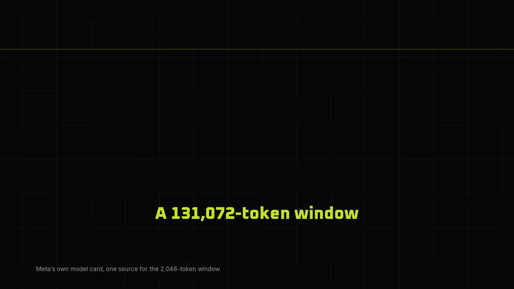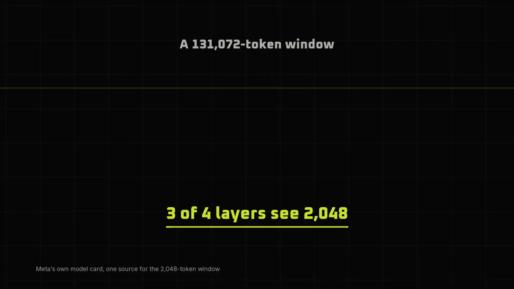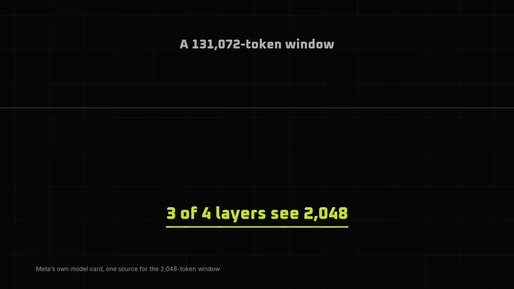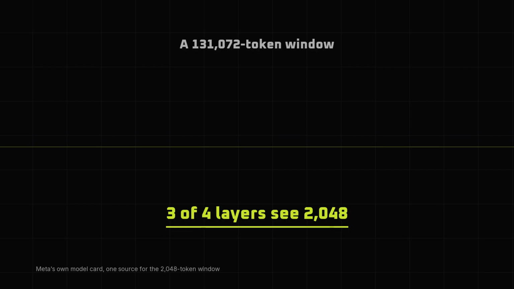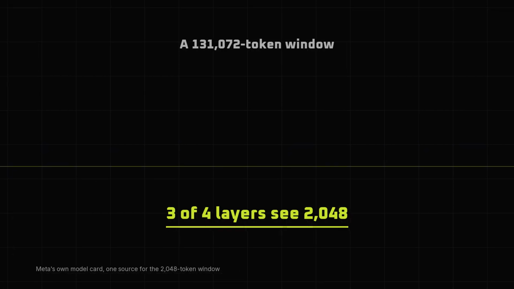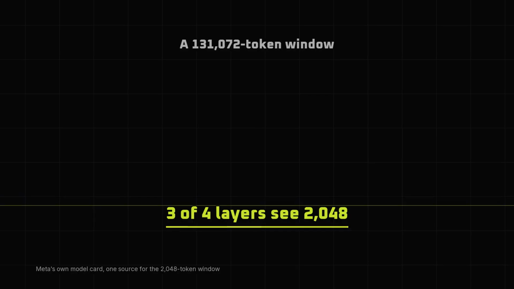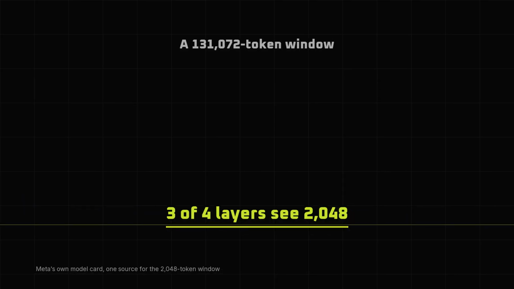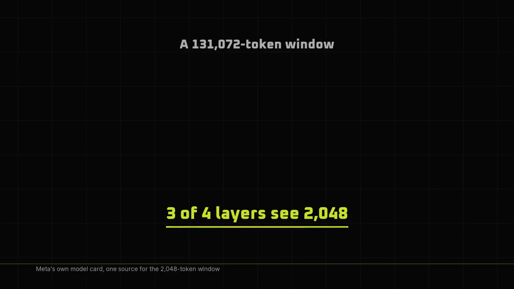The window is real, 131,000 tokens, and the config says so. But attention repeats local, local, local, global. So 3 layers in 4 only ever see a 2048 token slice of it. 1 layer in 4 carries the long range, and that is the compromise that lets a window this size run on a single card. Filling the window and using the window are not the same purchase.